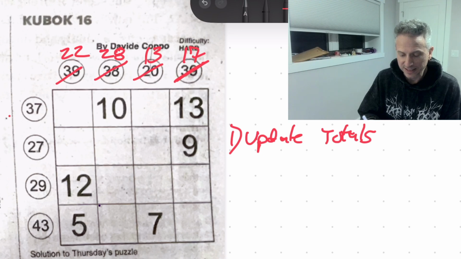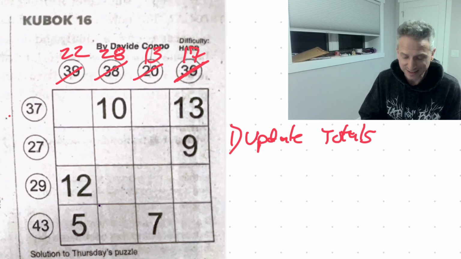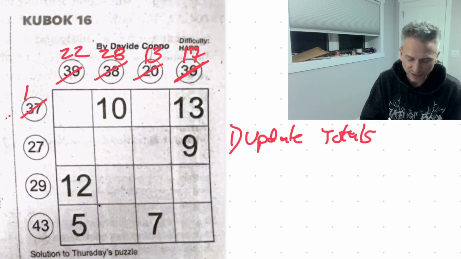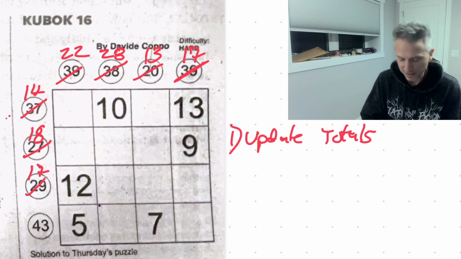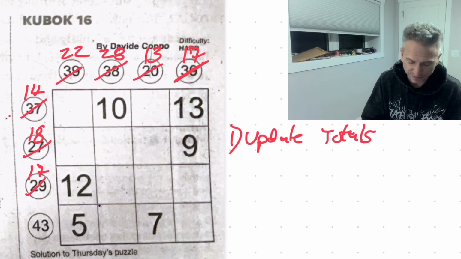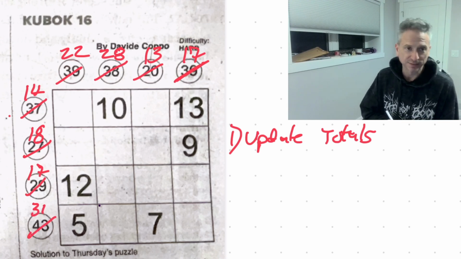37 minus 10 is 27, minus 13 is 14. Okay, let's just do it like that. 27 minus 9 is 18. 29 minus 12 is 17. Okay, and 43 minus 5 is 38, minus 7 is 31. And so now I have my updated totals.